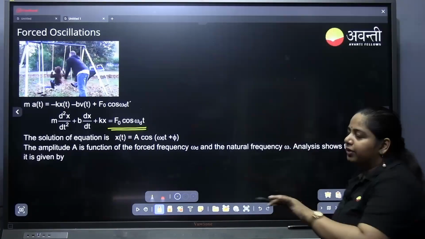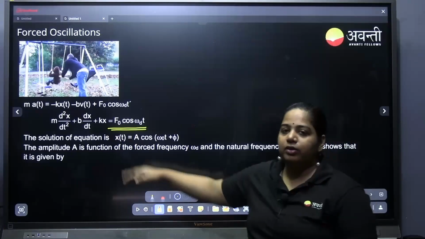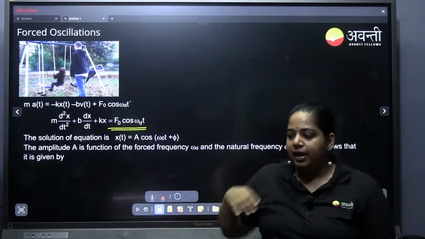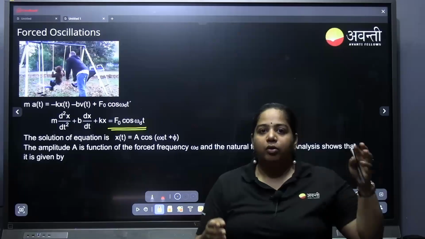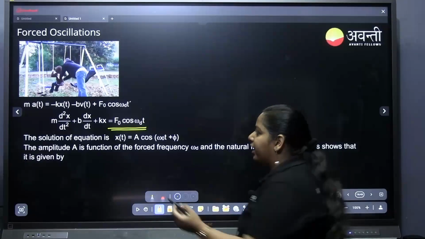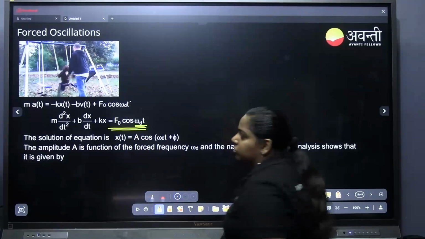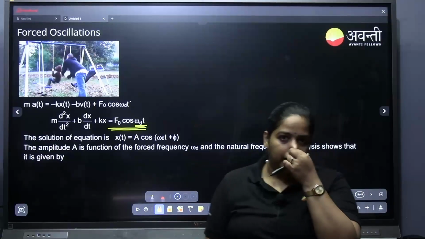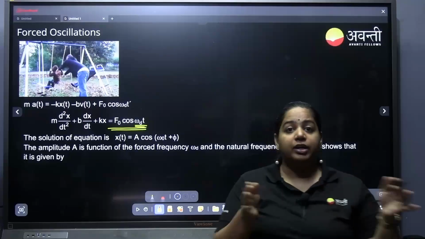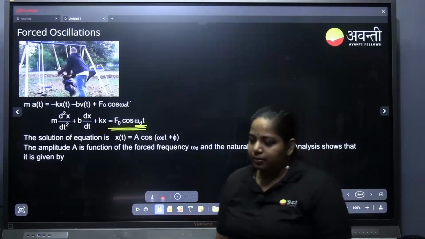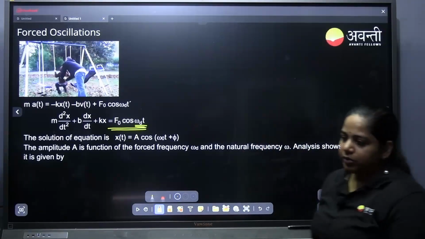No further details are required, only this much. After a long time, our original oscillation will have the frequency of the forced oscillation. Is it okay? Can we move on?